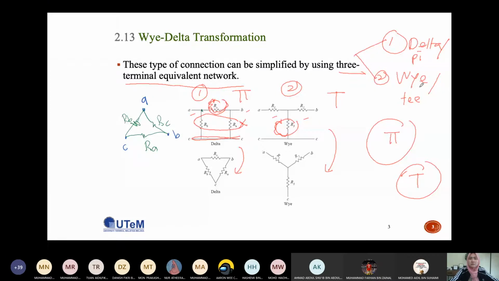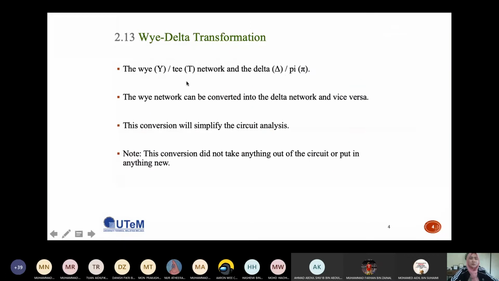So the Y network also can be called as a T network, and the delta network can also be called as a pi network. Okay, but usually we use the Y and also the delta network. Okay, so the Y network can be converted into a delta network and vice versa. So meaning from a Y network, you can convert it into a delta network. From a delta network, you can convert it to the Y network.